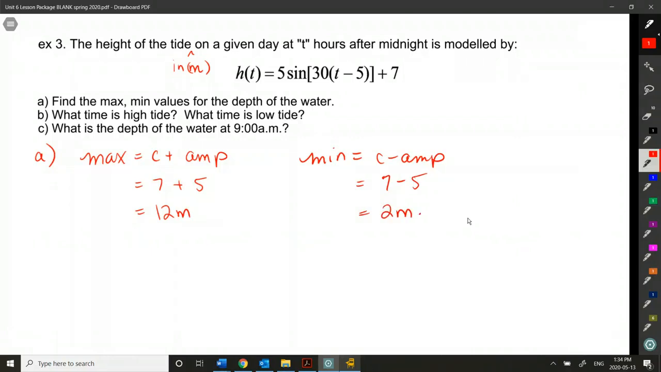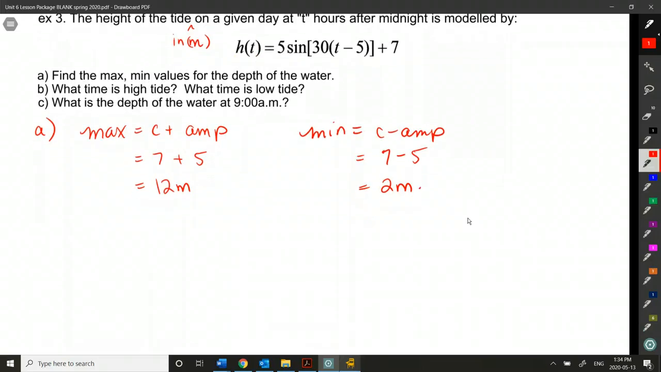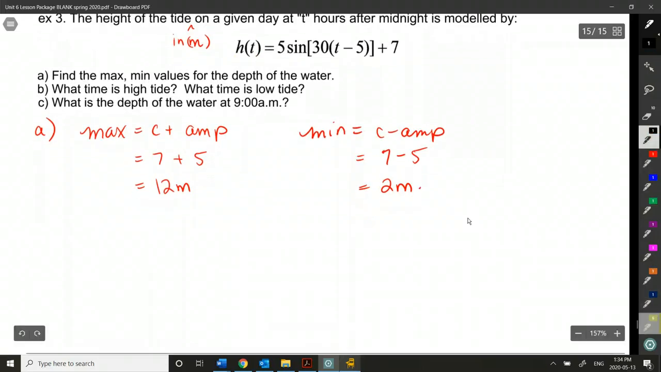What time is high tide and what time is low tide? There's a couple ways that we can solve this one. I can take these and plug them in for h at t and try to solve the equation. But what I really like to do is just take the parent function, which in this case is sine, and do the transformations.